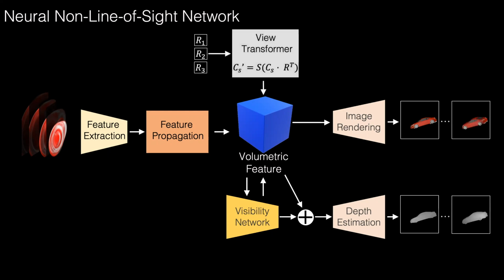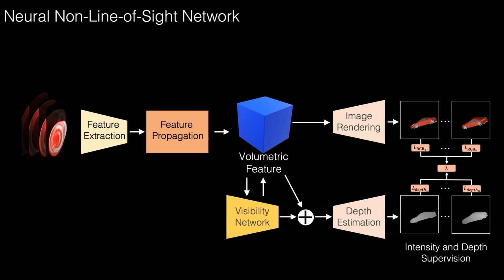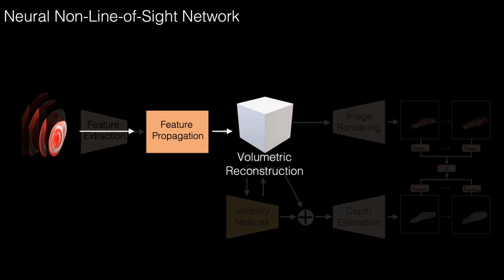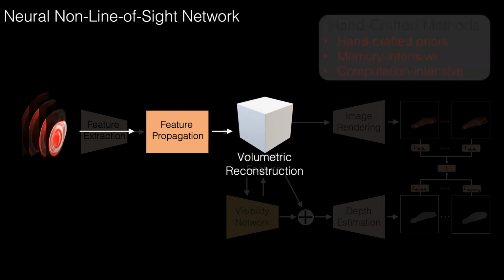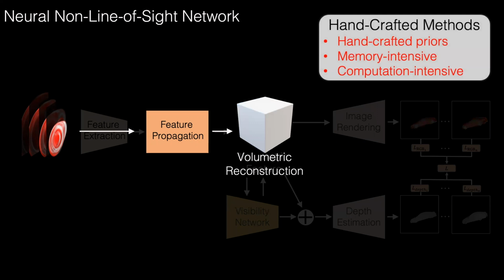We also leverage a view transformer to predict from multiple views. The entire network is trained with intensity and depth supervision. This is different from directly estimating volumetric albedo and density as in existing non-line-of-sight reconstruction methods, because our latent volumetric features learn to encode information such as shape, occlusion, normal, and semantics.